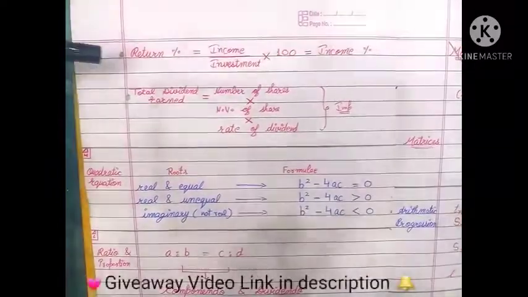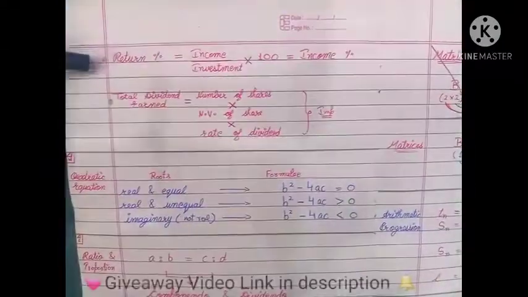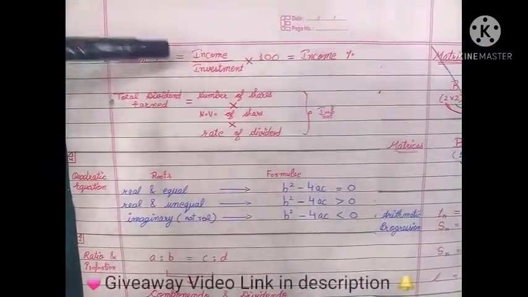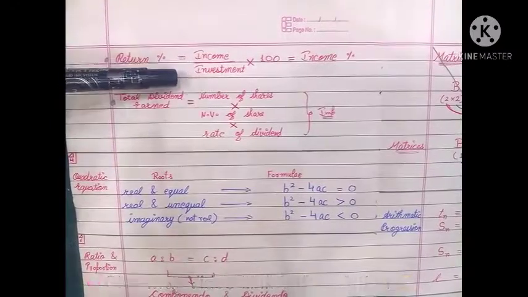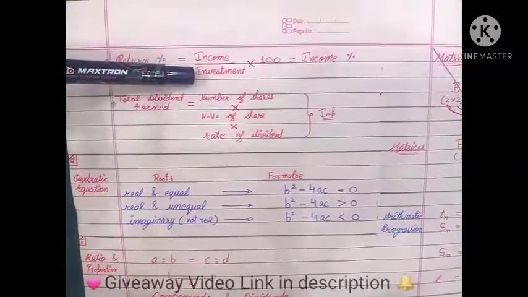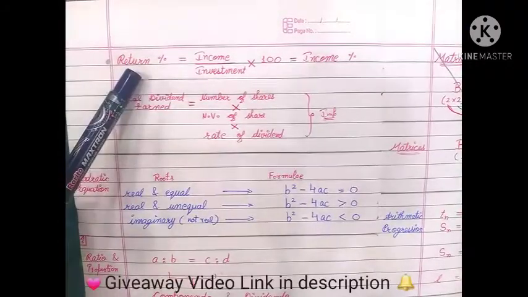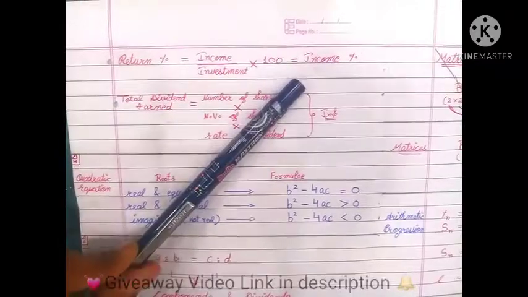So first one is return percentage. We have studied 2 formulas there, and this is third one, return percentage. So it is income divided by investment. Income means profit. You need to remember this permanently. Okay, income over investment multiplied by 100, return percentage will come, which is also equals to income percentage.